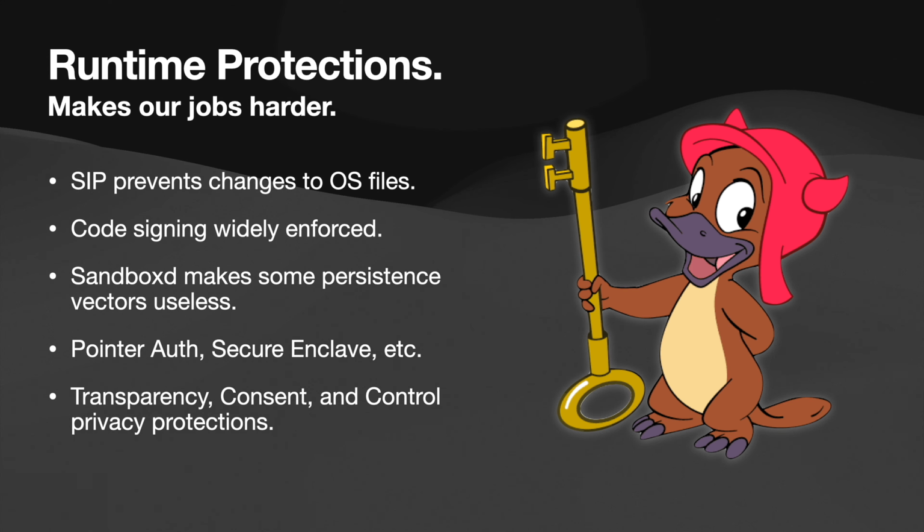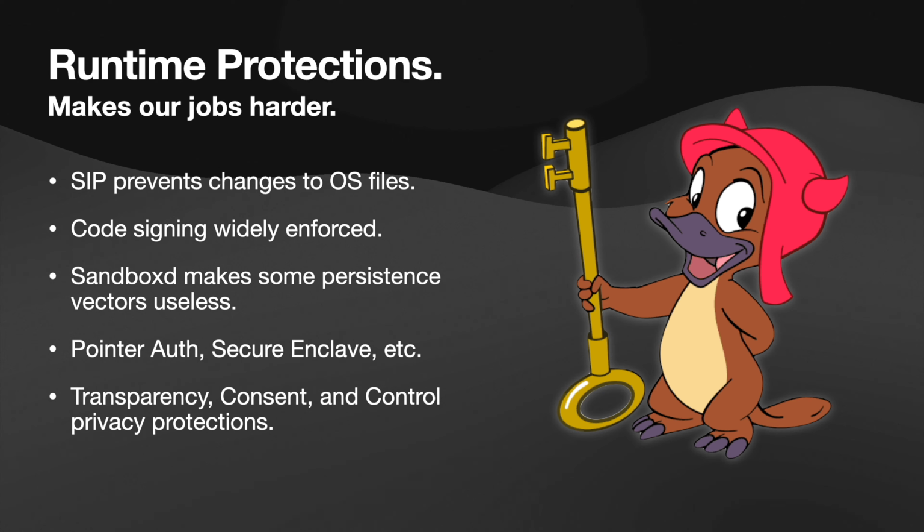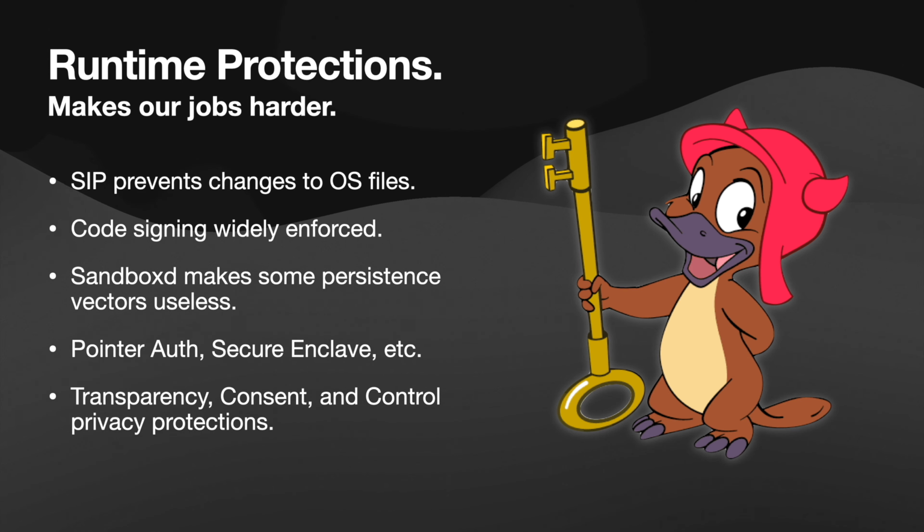So, protections extend into the running system as well. System Integrity Protection, or rootless, prevents modification of system files while the OS is running. Code signing is widespread and strongly enforced. I think sooner or later it's going to become mandatory too. The app sandbox is really tight, so even if you do get persistence off of a process, you might not be able to do anything useful with it.